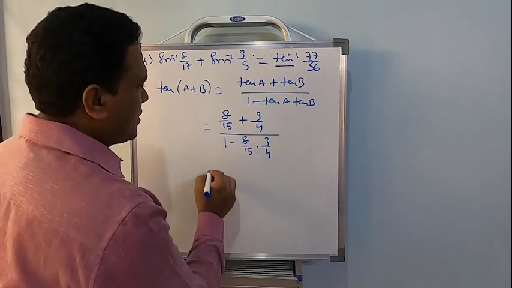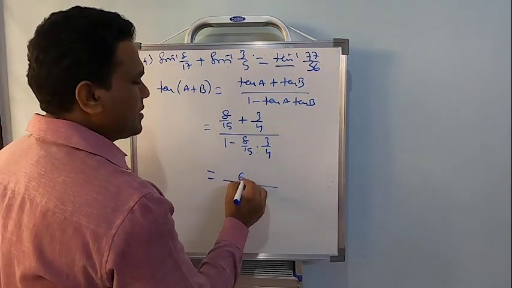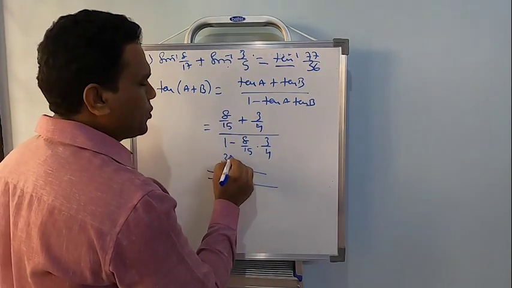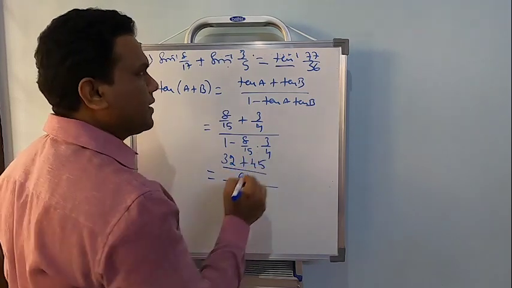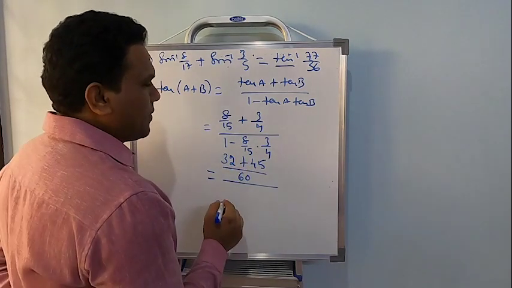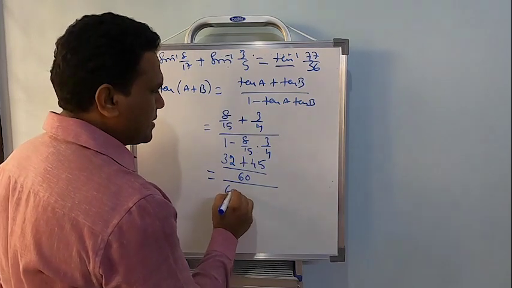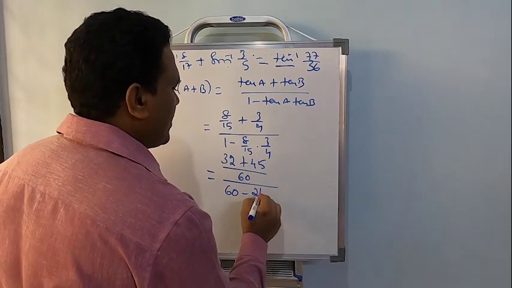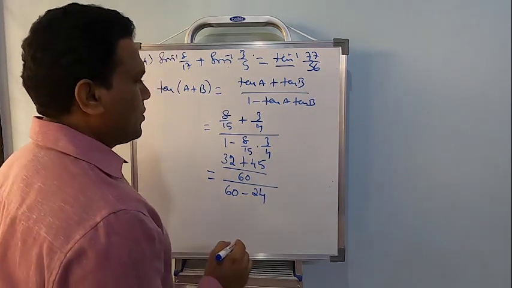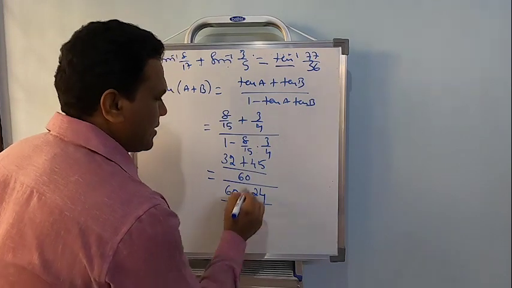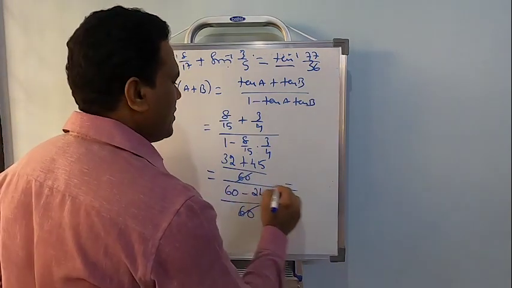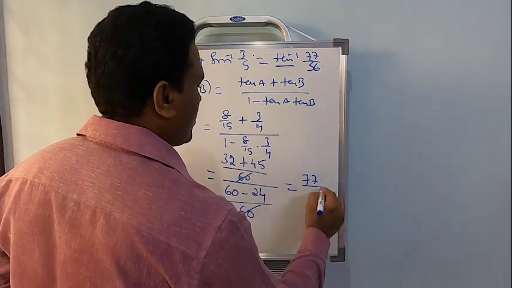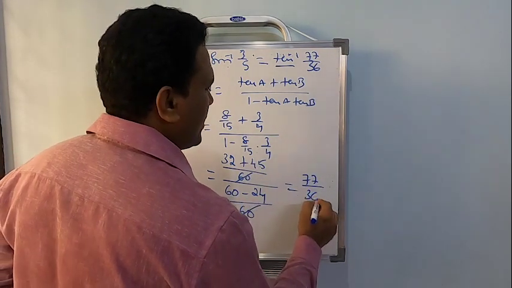So let us simplify it further. Consider the LCM. The LCM is going to be 60. So 8 4s are 32 plus 15 3s are 45. Now the denominator value is going to be 60 minus 8 multiplied by 3. So 8 multiplied by 3 is going to be 24. Now the denominator will be 60 minus 24. Let us simplify it further. So this is going to be 77, and 60 minus 24 is going to be 36.